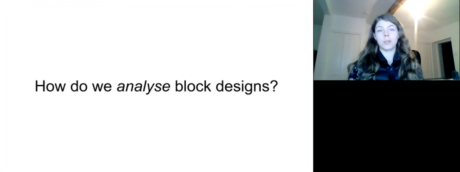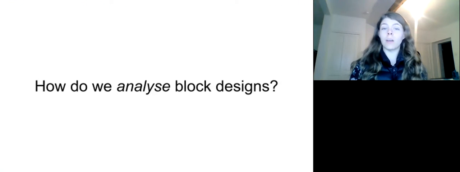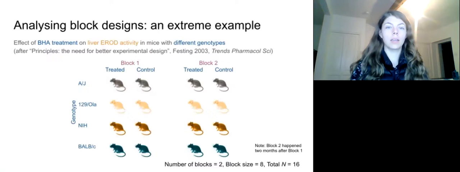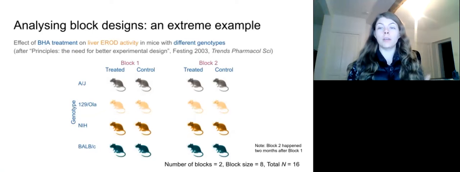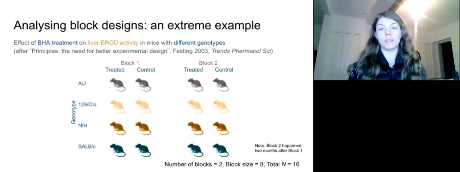So how do we analyze the block design? Let's take a look now at some real data to see how we should analyze a factorial experiment that includes a block. Here we're going to consider the effect of BHA treatment on liver EROD activity in mice, which possess different genotypes.